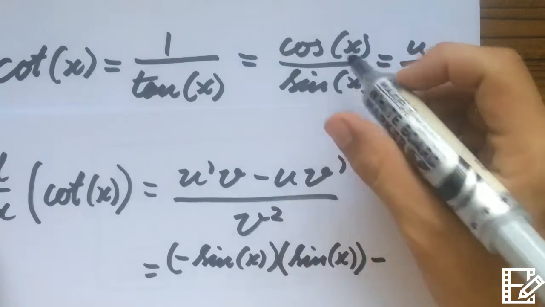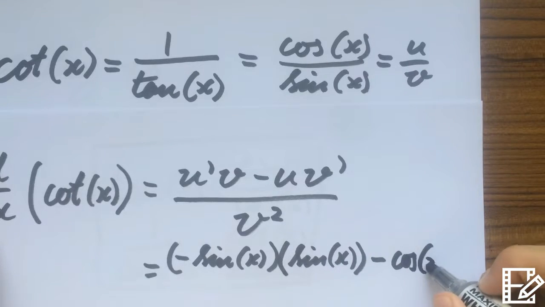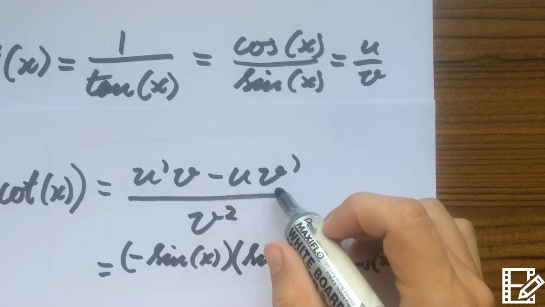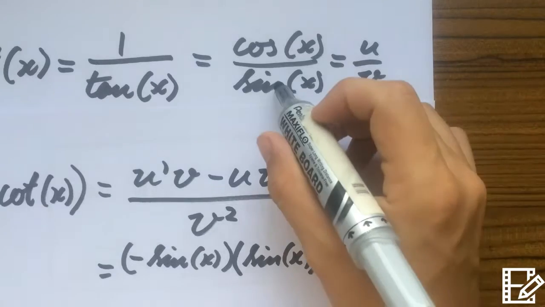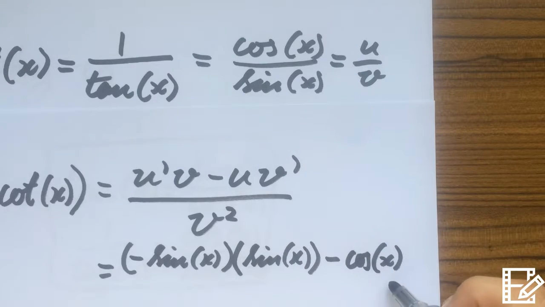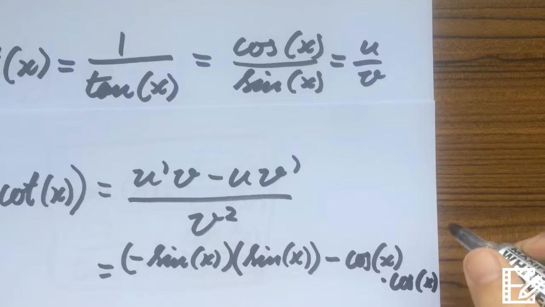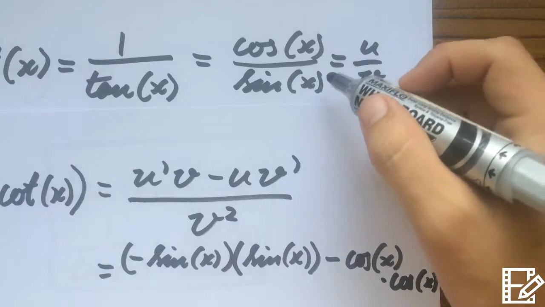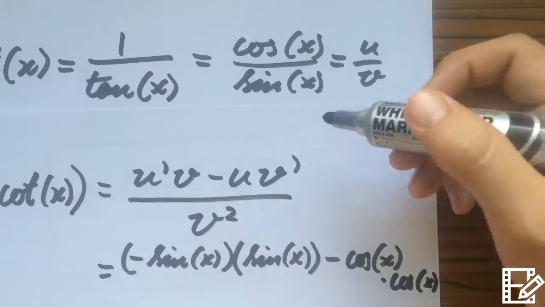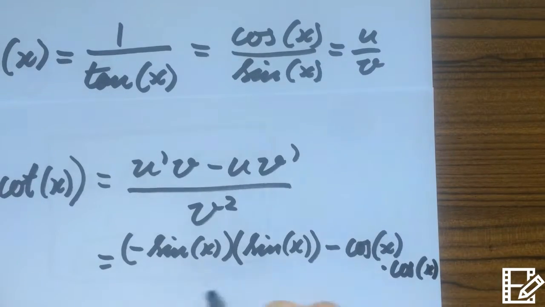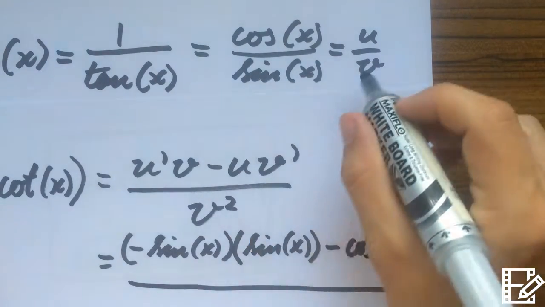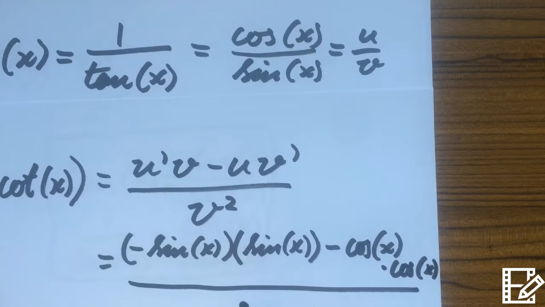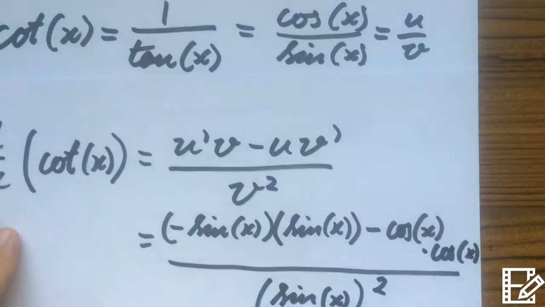minus u, cos x, running out of room, multiplied by v dash. If v is sine, the derivative of sine, we're going to be multiplying it against cos x, because the derivative of v, if v is sine x, we get cos x. And that's all over v squared, v being sine, so we have sine x squared.